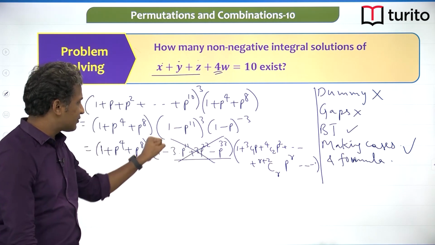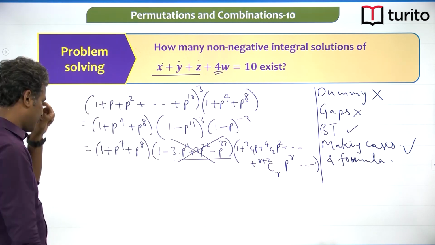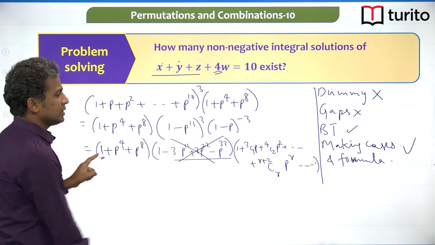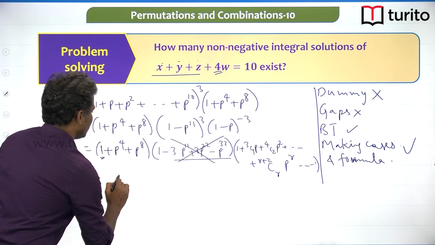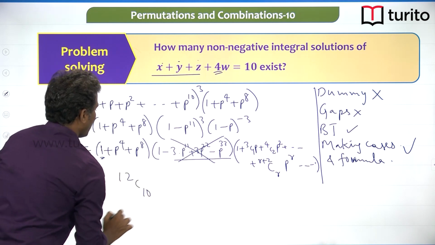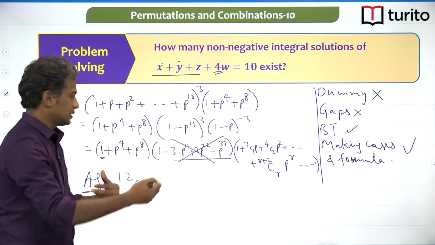So here from this factor only 1 is coming. So we can take only 1 from here. When I am taking the first term 1 here, I have to take p raised to 10 here. So put r equal to 10, what do we get? You will be getting 12c10. So this is going to be our answer. We are going to collect other terms.